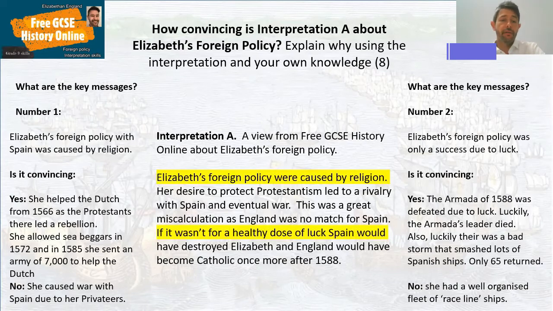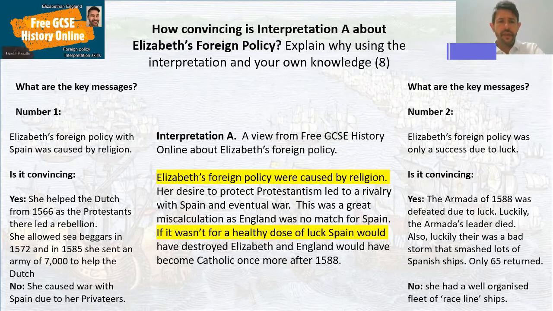So firstly, point number 1 about religion causing her foreign policy. Yes, because obviously she was helping the Dutch from 1566 as they were Protestants against what the English considered to be the Catholic enemy perhaps of Spain. She then allowed the Sea Beggar ships, the Dutch, into English ports in 1572. She even sent an army, basically a declaration of war, in 1585, to help the Dutch.